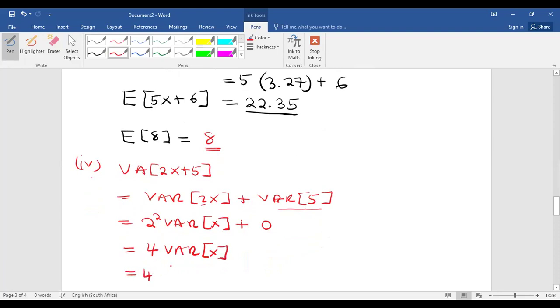So we have 4 times, what was the computed variance? 2.10. So it simply means 4 times 2.10, and that will give us 8.4. 8.40. So the answer for this one is simply 8.40.